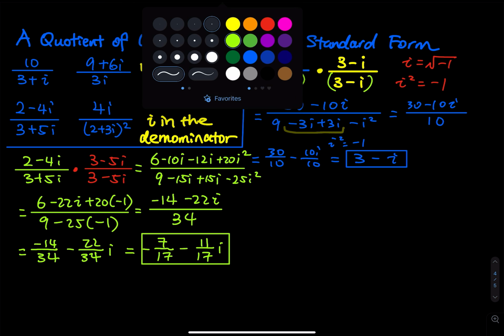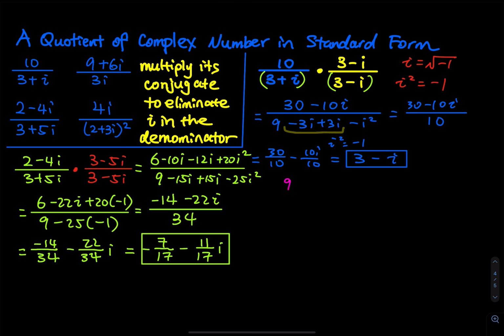Okay, moving on to the next one. The next one, we have 9 plus 6i divided by 3i. Okay, what should I do for the denominator? So the 3i, another way to do this is you can move this a little bit.